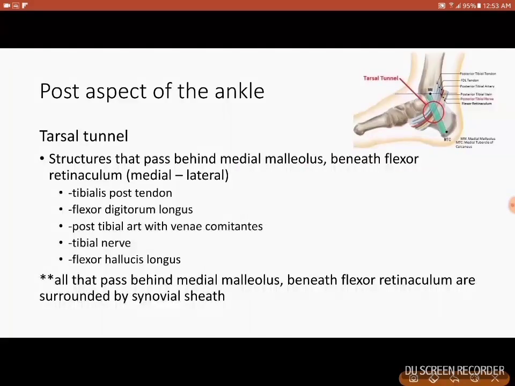Next is the dorsal tunnel, a tunnel formed beneath the flexor retinaculum. The dorsal tunnel can be palpated proximal to the medial malleolus. And these are the structures, from medial to lateral, that pass behind or beneath the dorsal tunnel.